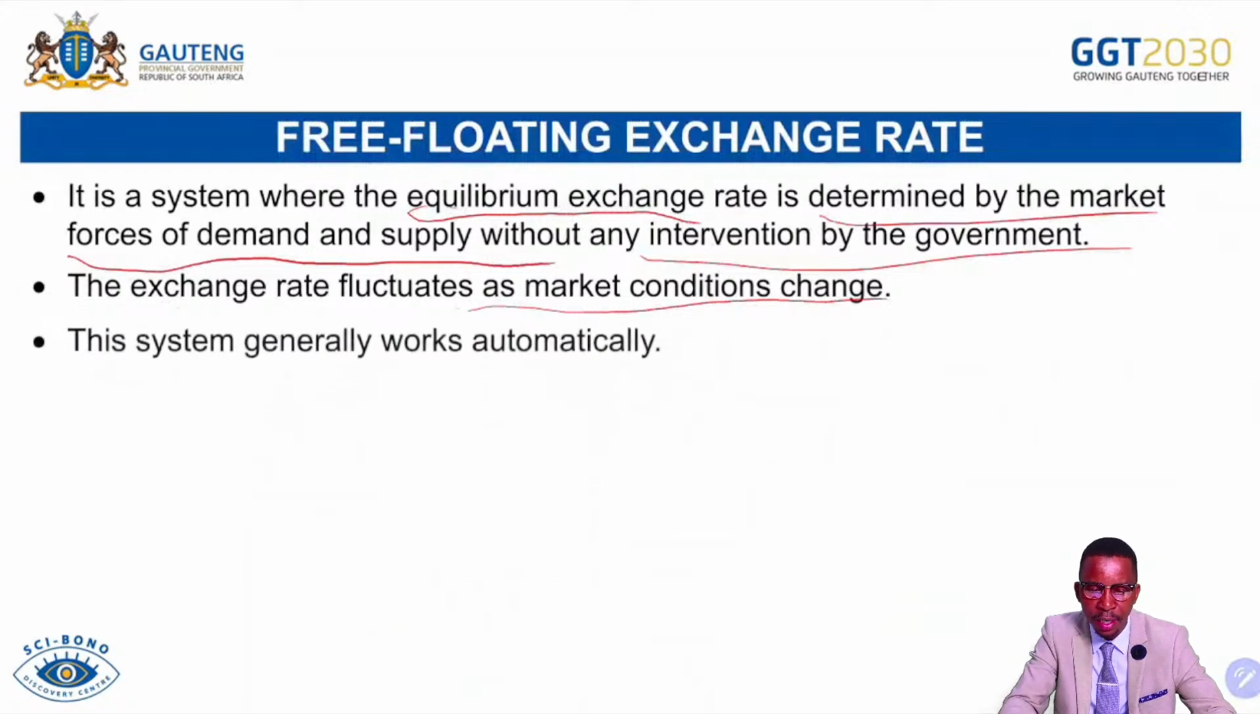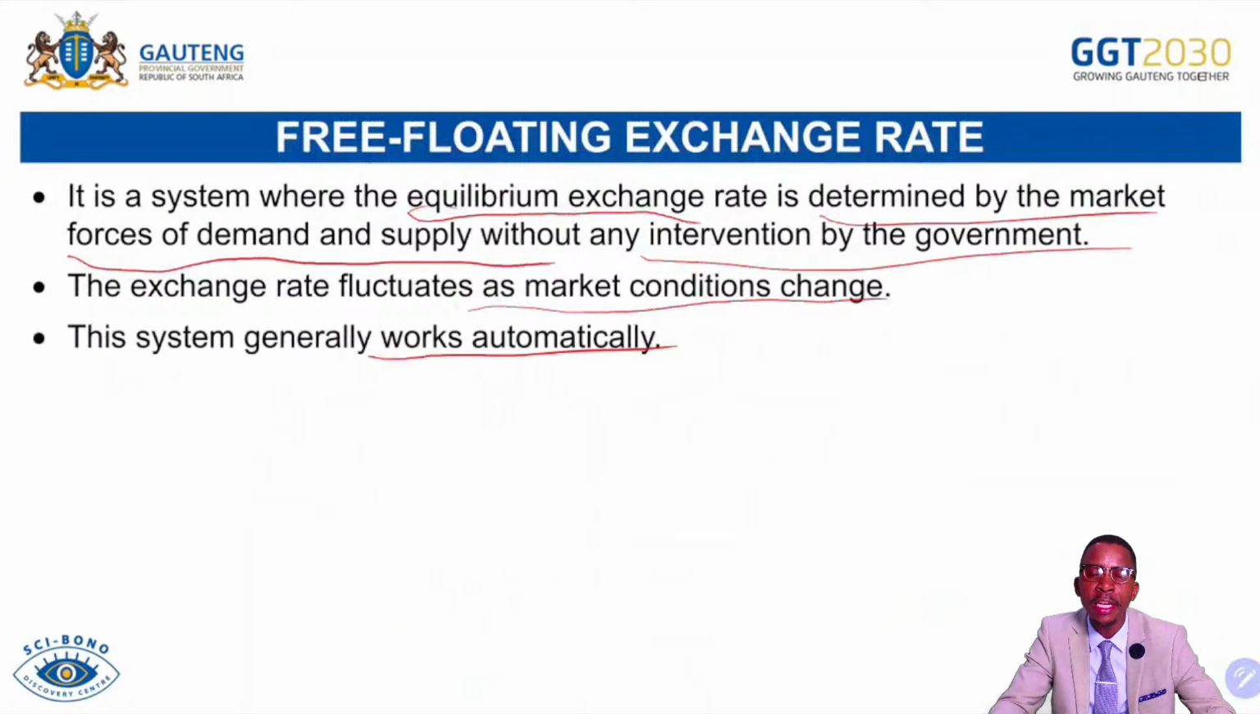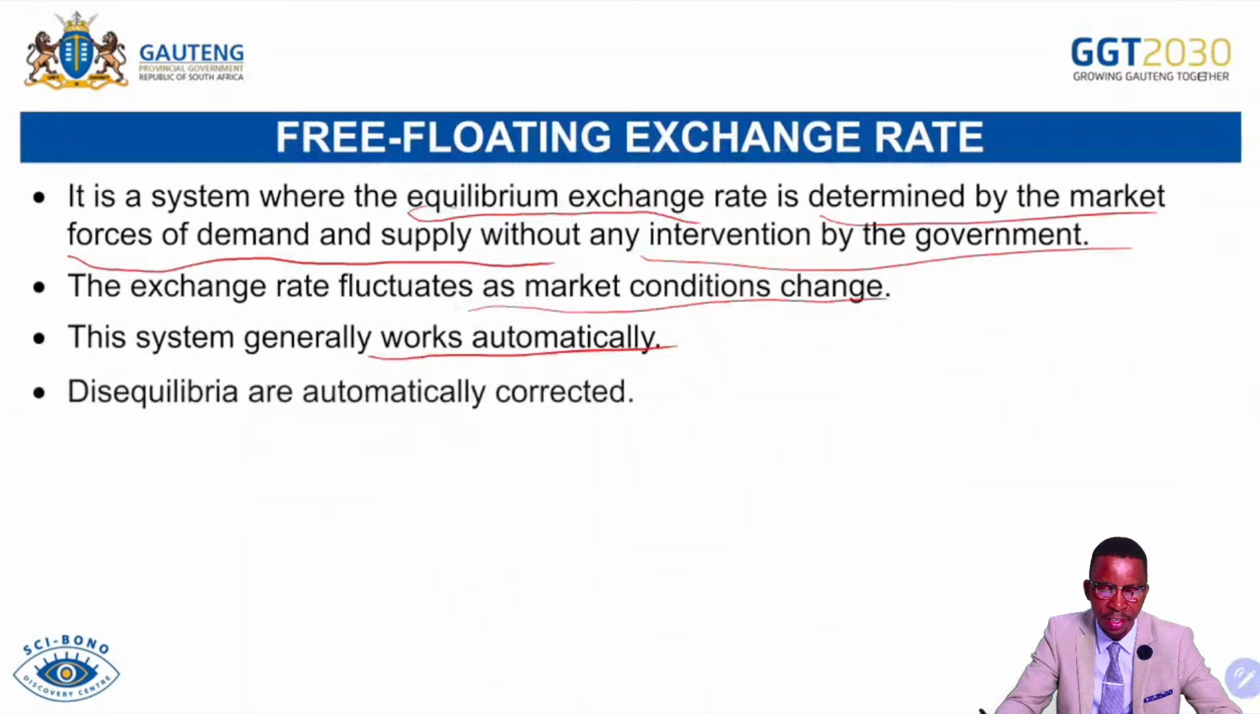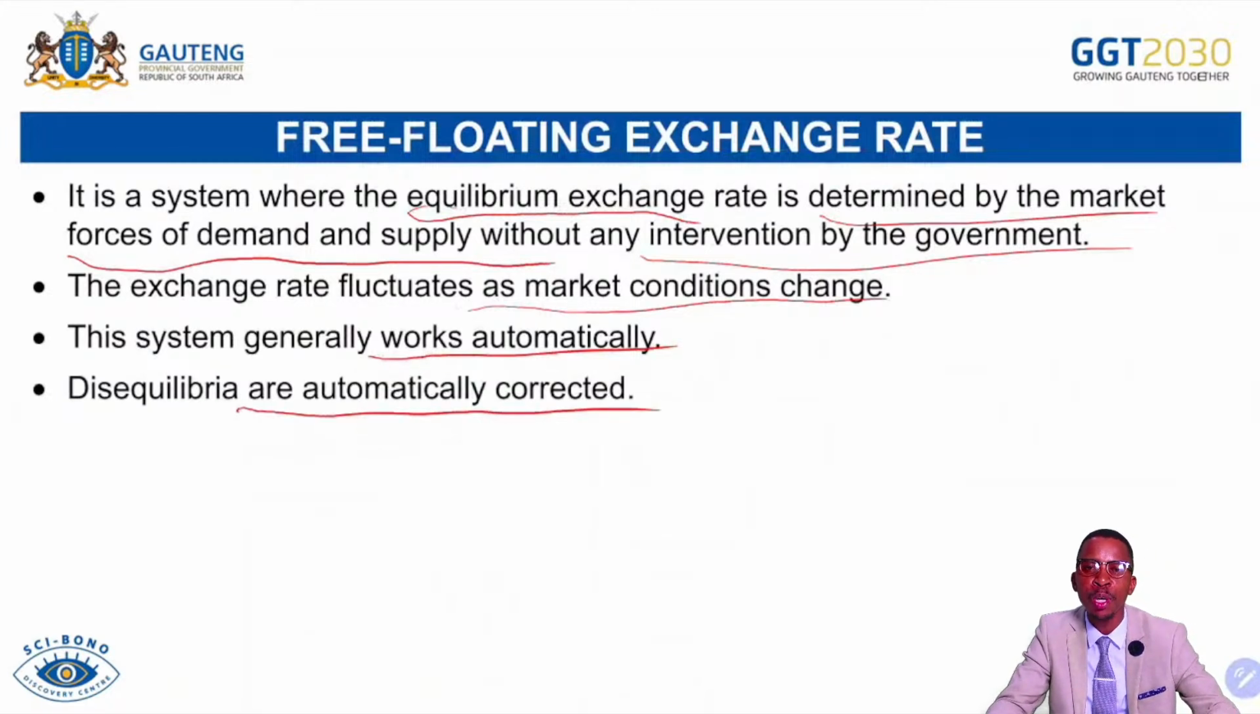This system generally works automatically. There is no direct control on it, but market forces are the ones that determine the value of the exchange rate, or the value of the currency compared to other currencies. This equilibrium is automatically corrected, so no one intervenes manually to affect it, but it is corrected by market conditions, which are demand and supply.